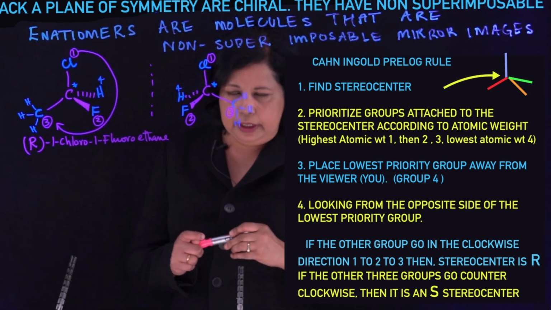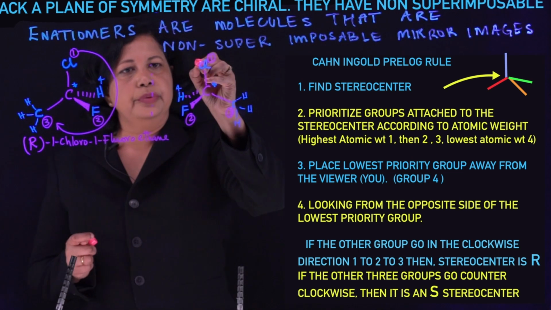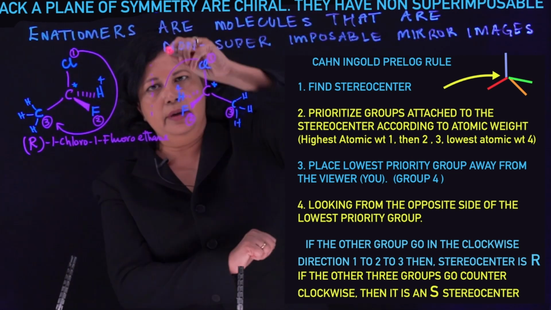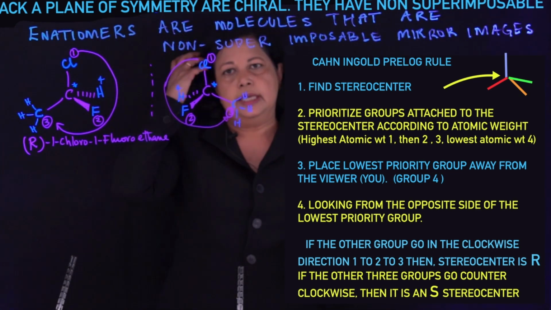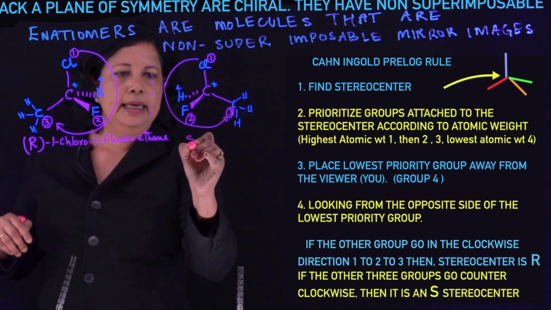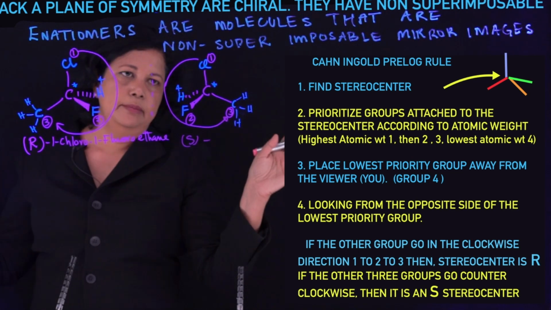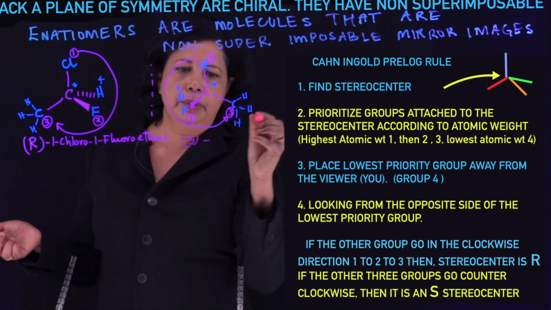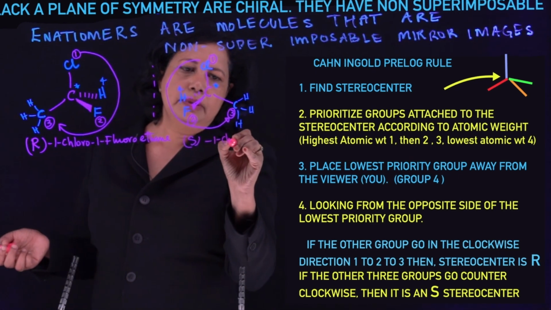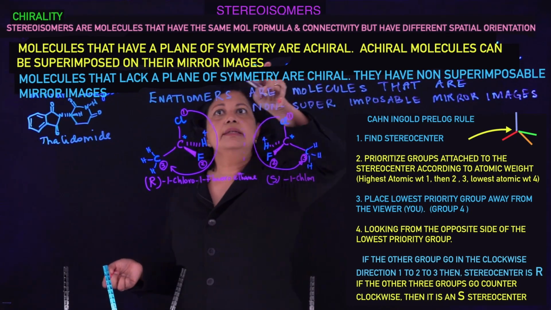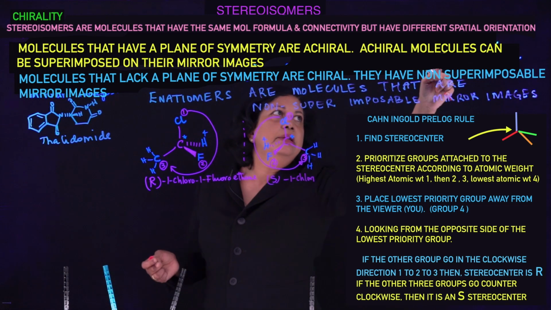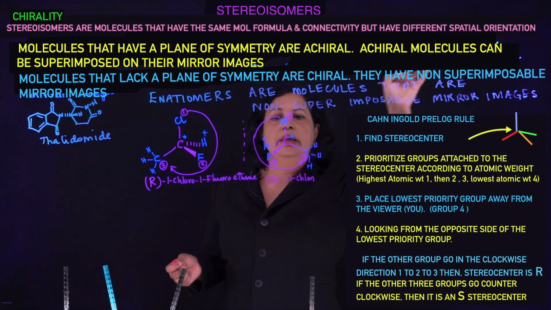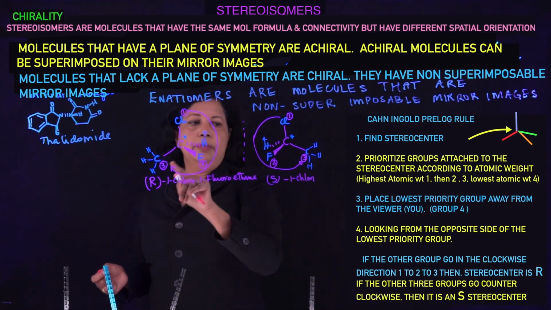Over here, then you're going to do 1, 2, 3. You're going to make a left turn on the freeway. All right. That's going to be an S. And the name is going to be the same, 1-chloro-1-fluoroethane. So the names are going to be the exact same because their connectivity and the molecular formula are all the same. The only thing different is the spatial orientation, and that we denote by R and S.